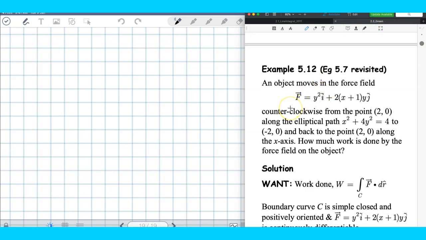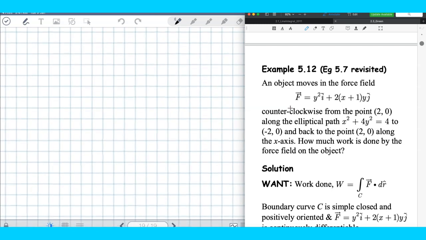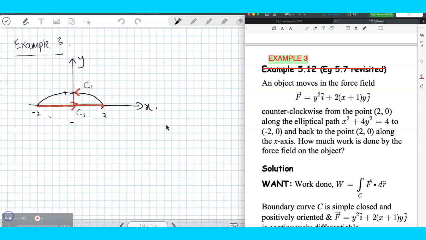Okay. So we redraw. So let me copy the previous sketching. Here I give a new name for this example. For Green's theorem, this is example 3. We have done this using a standard calculation of line integral.